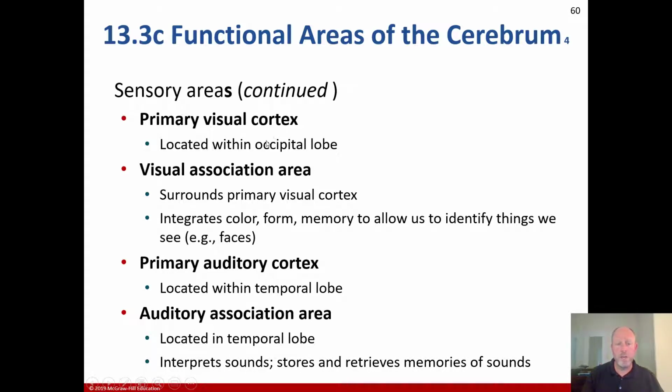The primary visual cortex is located within the occipital lobe. It's the visual association area. It surrounds our primary visual cortex. It integrates color, form, memory. It allows us to identify things we see, like faces.